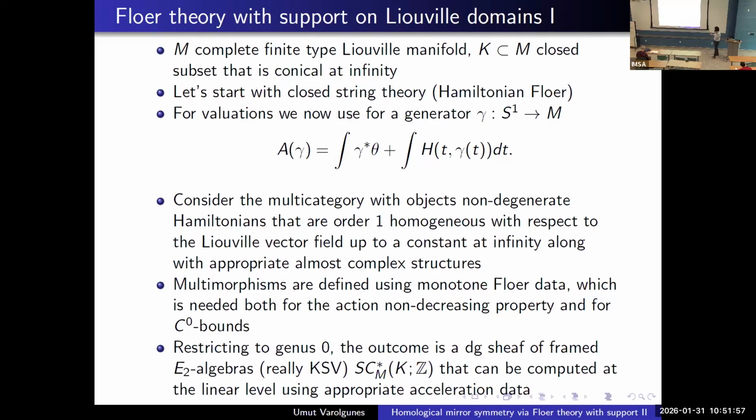Okay, so now if you restrict to genus 0, the outcome of the construction is a sheaf of framed E2 algebras. For every compact subset, you construct a framed E2 algebra, and you have a strict pre-sheaf of framed E2 algebras associated to each, well, not even compact, but this kind of closed subset that's conical at infinity. Yes. So your K has two disjoint pieces. The product of one piece will not know about the other.